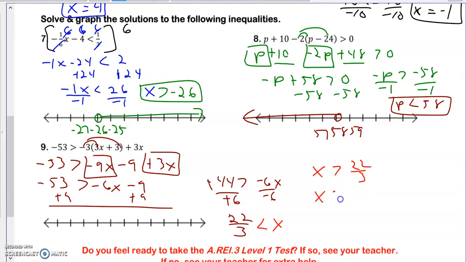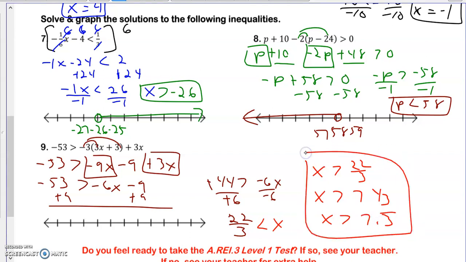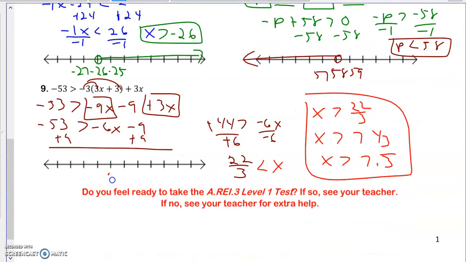Or you could say x is greater than 7 1/3. Or you could say x is greater than 7.3 repeating. So those are my 3 answers. And then I'm going to come here and go 5, 6, 7, and 8. I'm going to put an open dot, and I'm going to be going to my right.